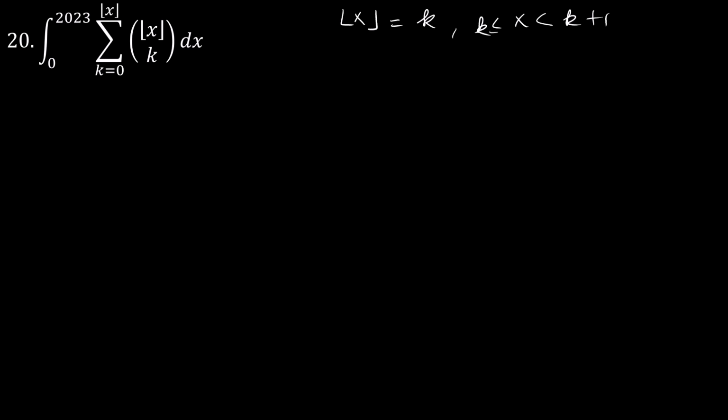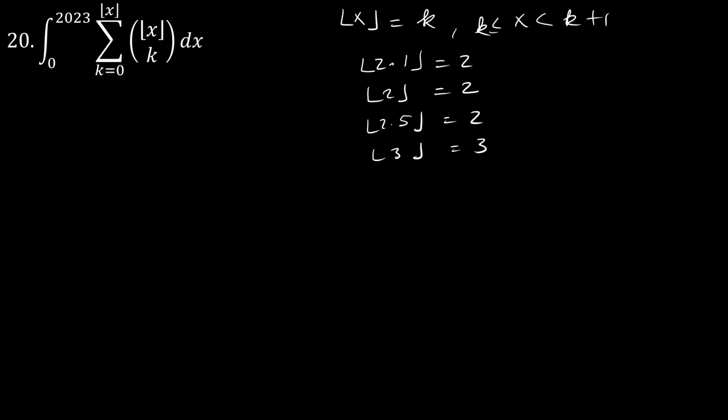Okay, so what this is telling us is that, for example, the floor function of 2.1 is equal to 2. The floor function of 2 will be equal to 2. The floor function of 2.5 will be equal to 2. The floor function of 3 will be equal to 3, and so on and so on.